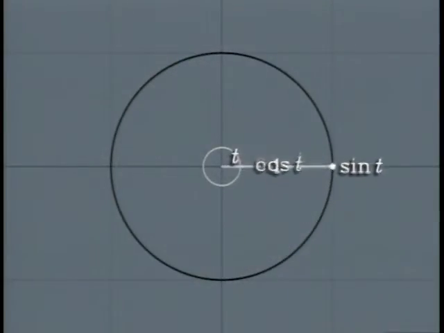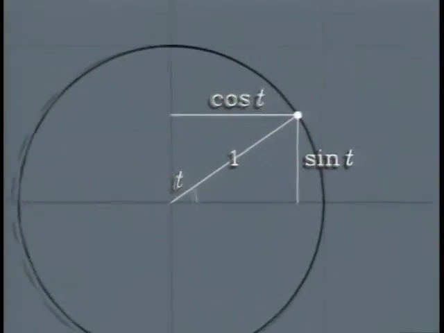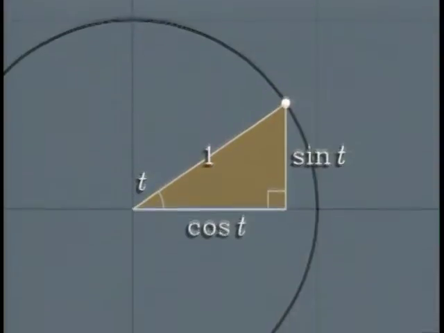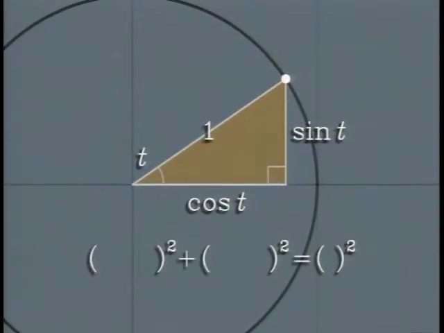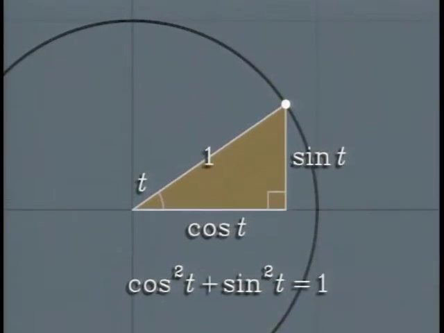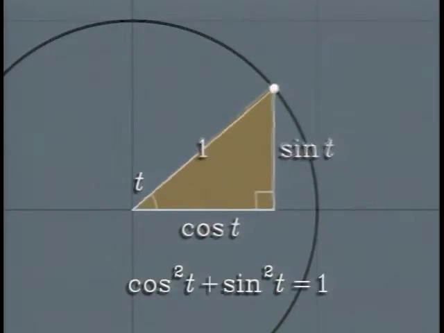The Pythagorean theorem reveals a new connection between sines and cosines. In this right triangle, the hypotenuse has length 1. If this angle is t, this leg has length sine t, and this one has length cosine t. The Pythagorean theorem tells us that cosine t squared plus sine t squared is equal to 1 squared. This equation is usually written this way: cosine squared t plus sine squared t equals 1. It's called the Pythagorean identity, and it's true for any angle t.